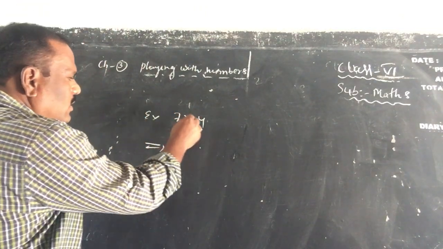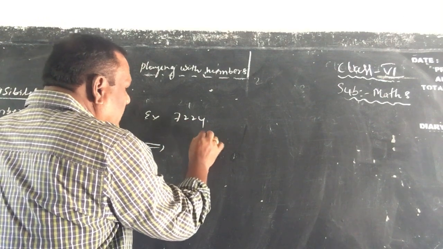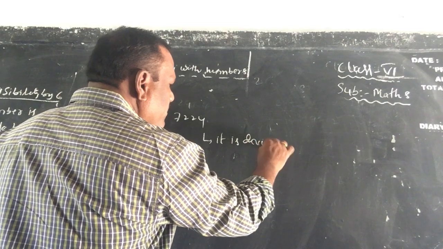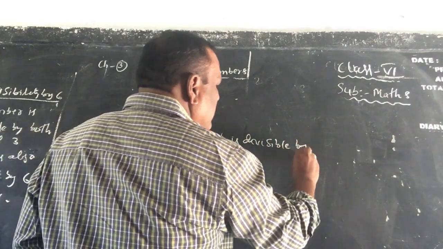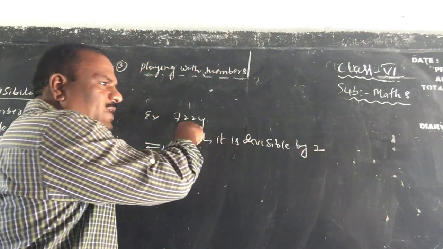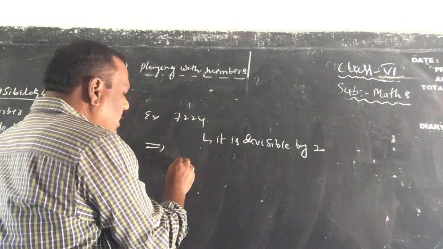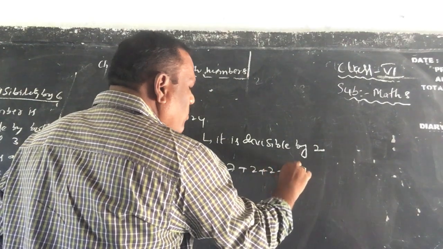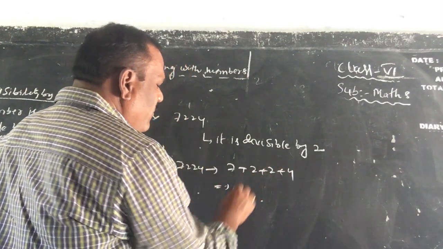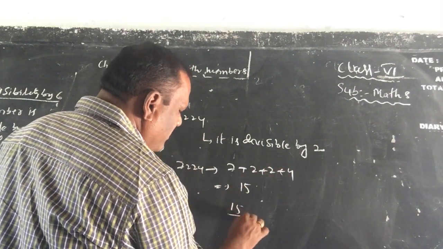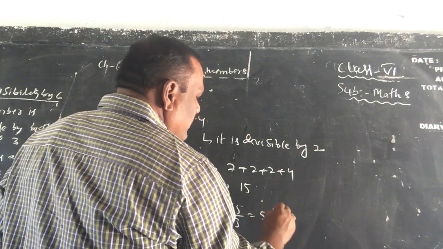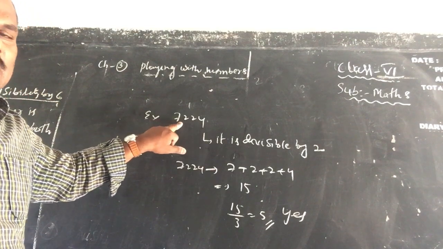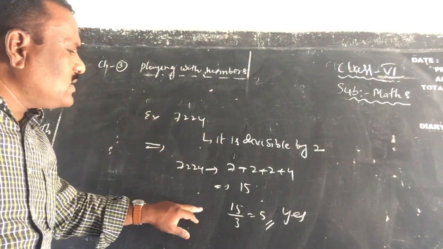First, it is divisible by 2 because in its ones place the digit is 4. Now 7224: 7 plus 2 plus 2 plus 4 equals 9, 11, 15, children. 15 divided by 3 is 5, so yes, this number is divisible by 2 as well as 3.